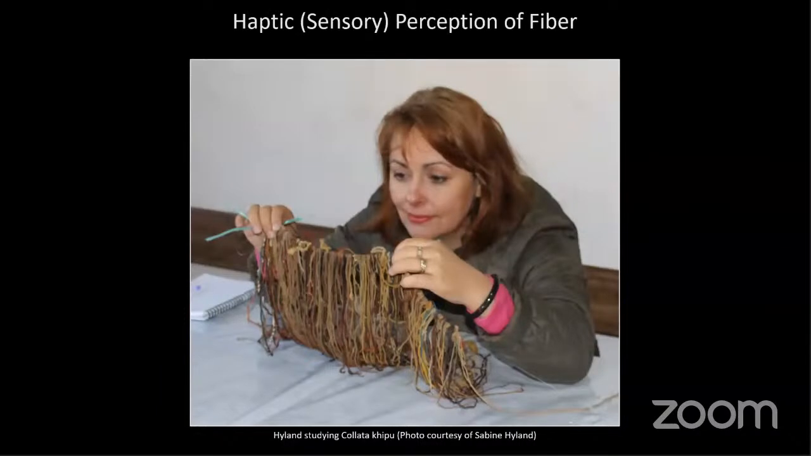In addition to knots and color, haptic or sensory perception was an important attribute, at least in some post-Inca Khipus. For example, in her study of the Khipus from San Juan de Coyata, Hyland was told, and this is a picture of Sabine Hyland, that she must not use gloves, otherwise she would not be able to distinguish between the different textures of alpaca, guanaco, llama, vicuña, white-tailed deer, and vizcacha, all of which held significance and were found in the Khipus.